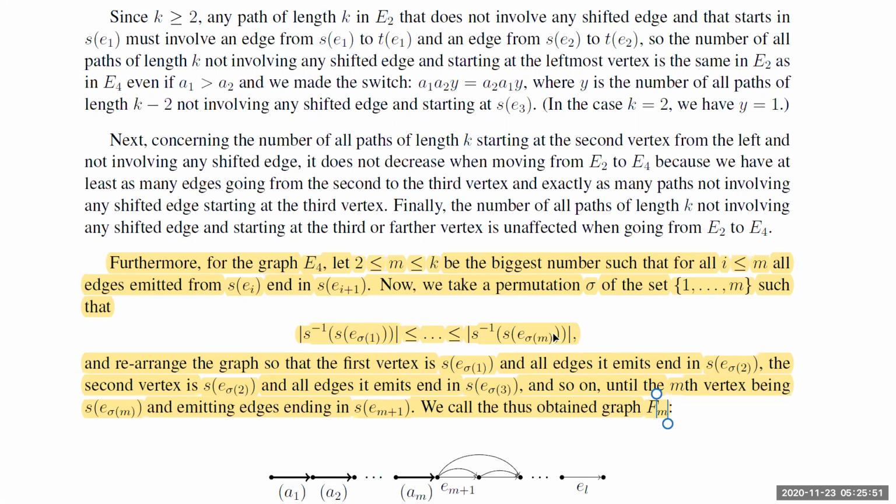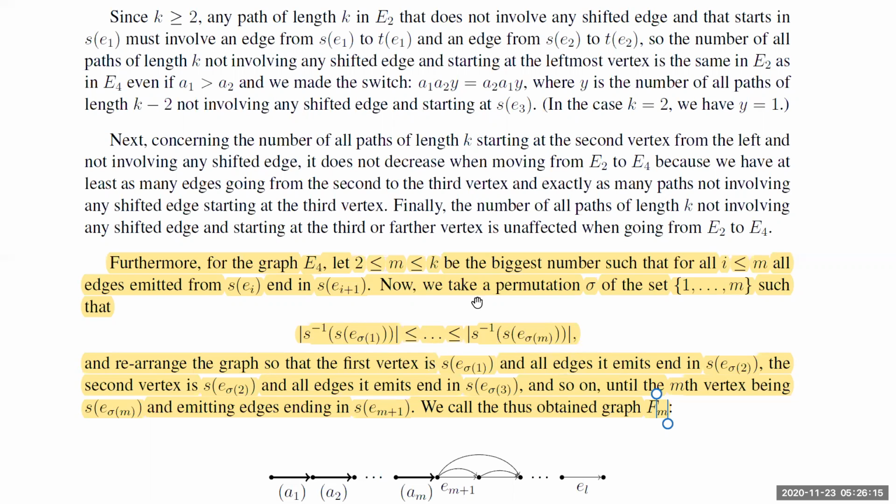It's of course non-unique because I can have a bunch of numbers on the way that are just equal. I'm not saying that all these numbers are different. Remember, these are non-sharp inequalities. But I can surely choose, non-uniquely, such a sigma that all these inequalities are satisfied. And then I rearrange my graph according to this permutation.